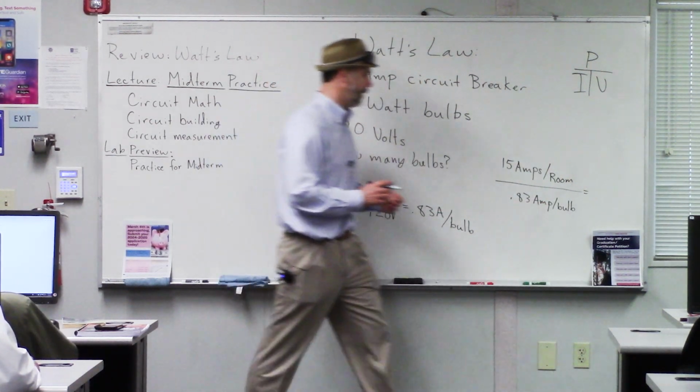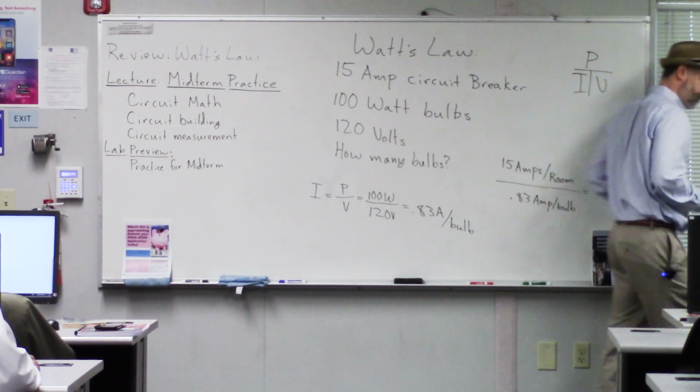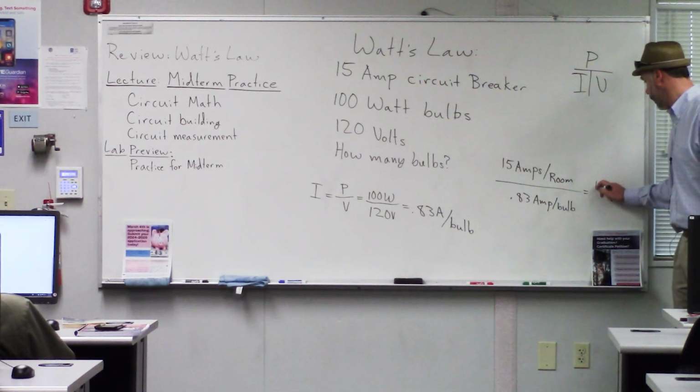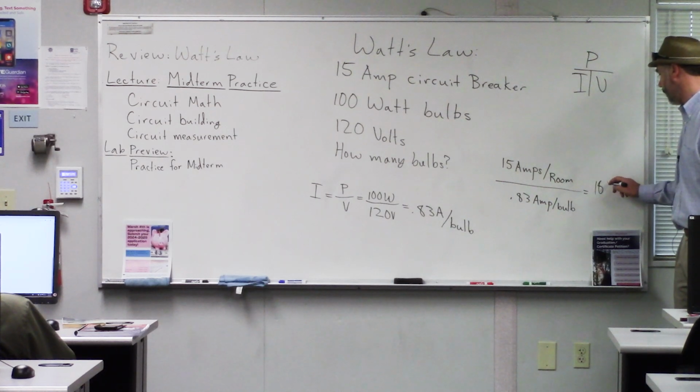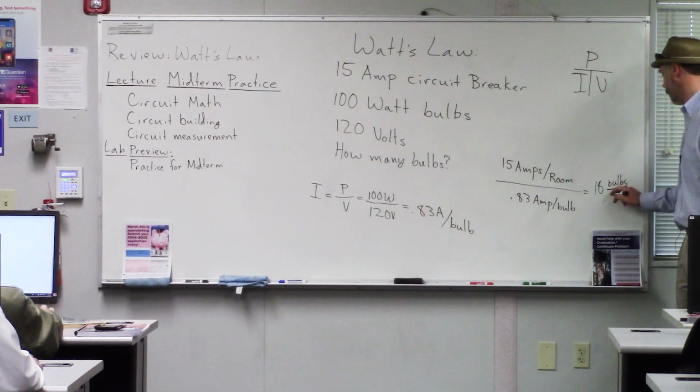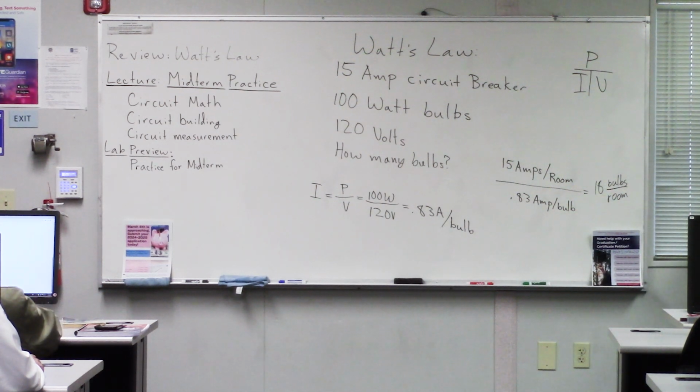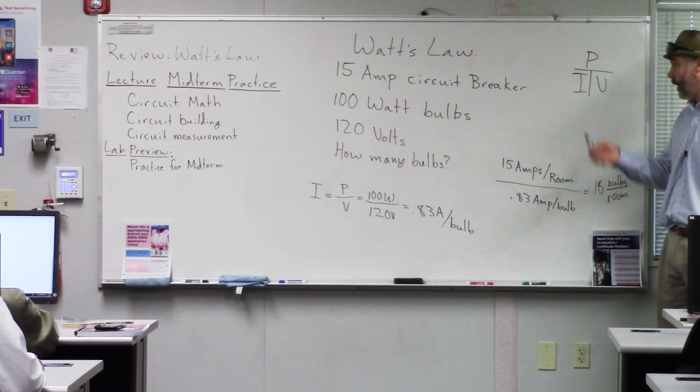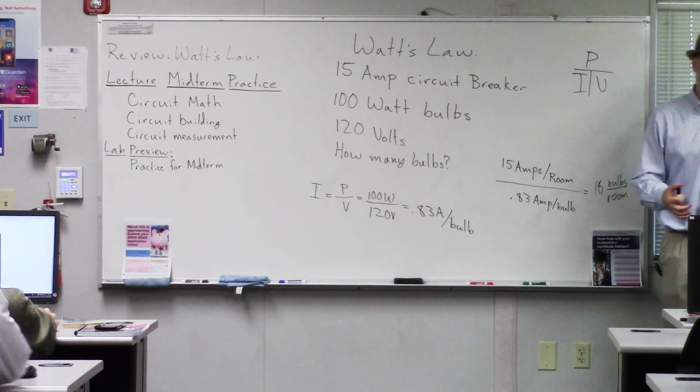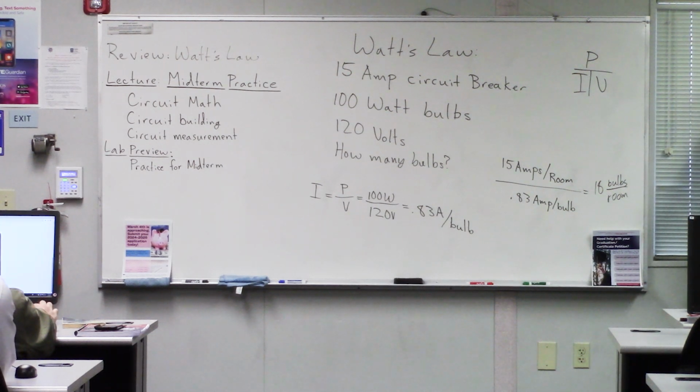18. Okay, so that is 18 bulbs per room. Okay, so that's how we could use Watt's law to figure out how many of these bulbs we could put on one circuit or in one room without tripping that circuit breaker. Okay? So, are there questions about that?